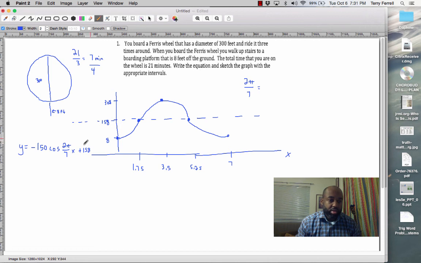Write the equation, sketch the graph. That's it. Hope that helps. Practice.